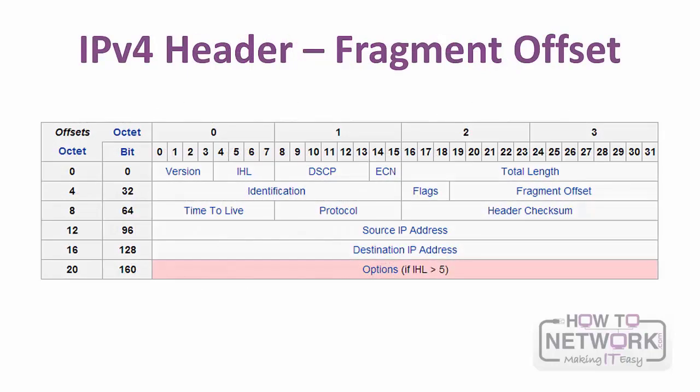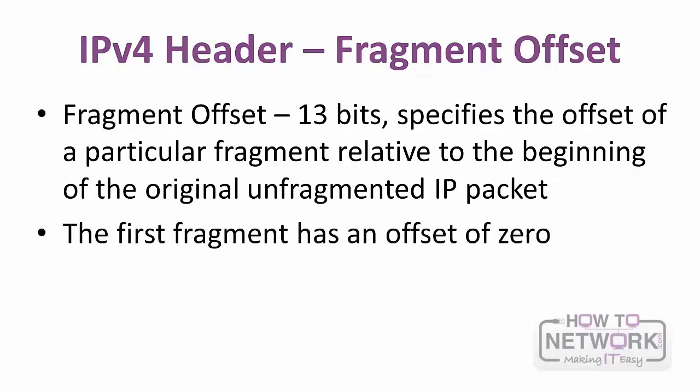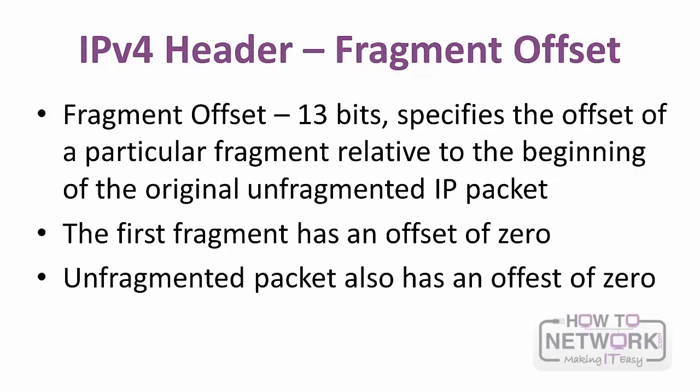Fragment offset, 13 bits. Measured in units of 8-byte blocks, 64 bits, it specifies the offset of a particular fragment relative to the beginning of the original unfragmented IP packet. Basically, it notifies the receiver where to align this fragmented packet in relation to the other fragmented packets. The first fragment has an offset of 0. If the packet is not fragmented, this value is also 0.